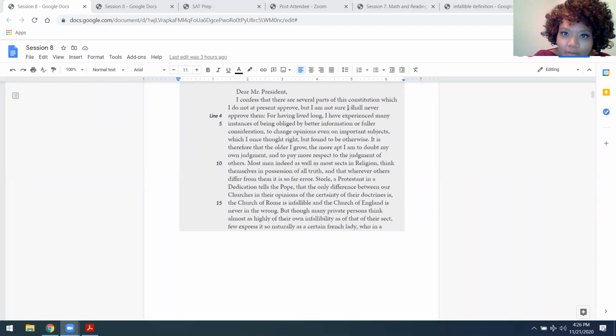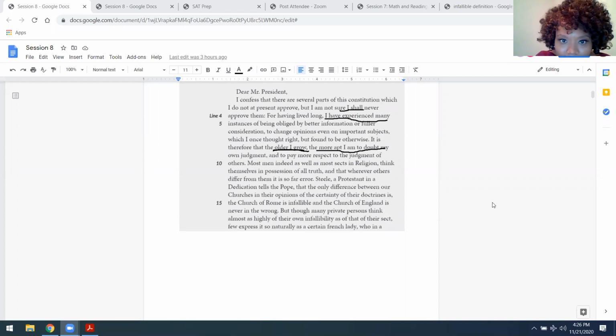He says, I'm not sure I will never approve them. Okay. He says right here, I have experienced, ooh, that's a terrible underline. I have experienced many instances of being obliged by better information or fuller consideration. It is therefore that the older I grow, the more apt I am to doubt my own judgment. So the older I grow, that hints to him being older, and that kind of tells you how he's experienced.